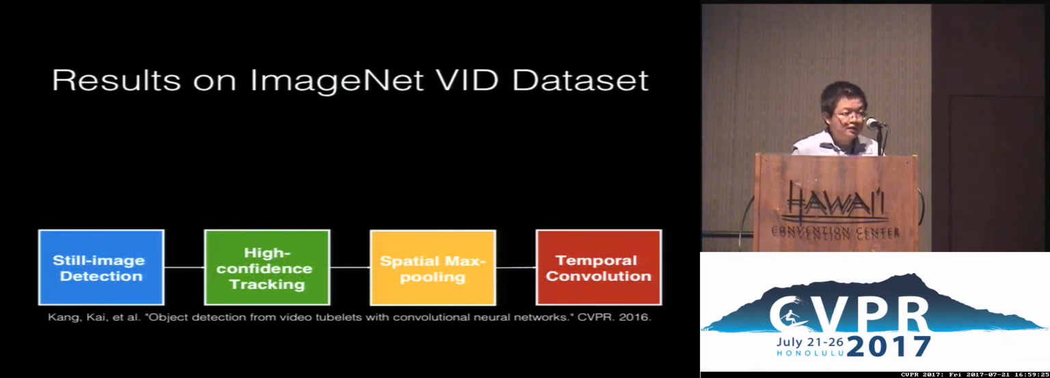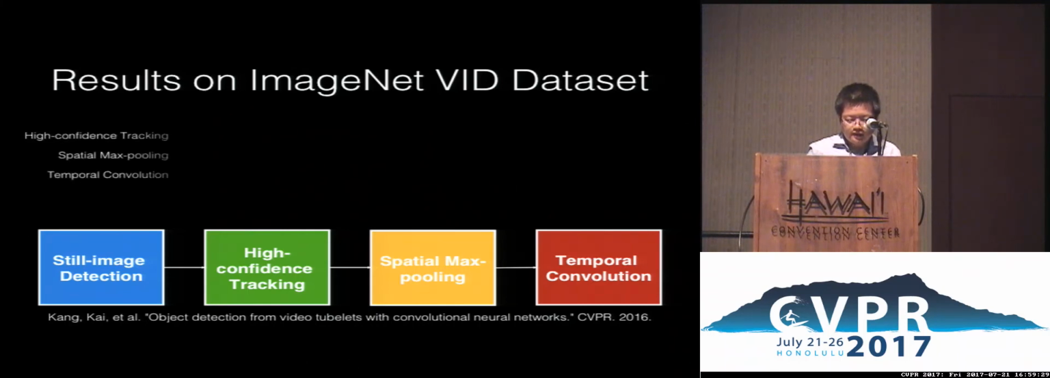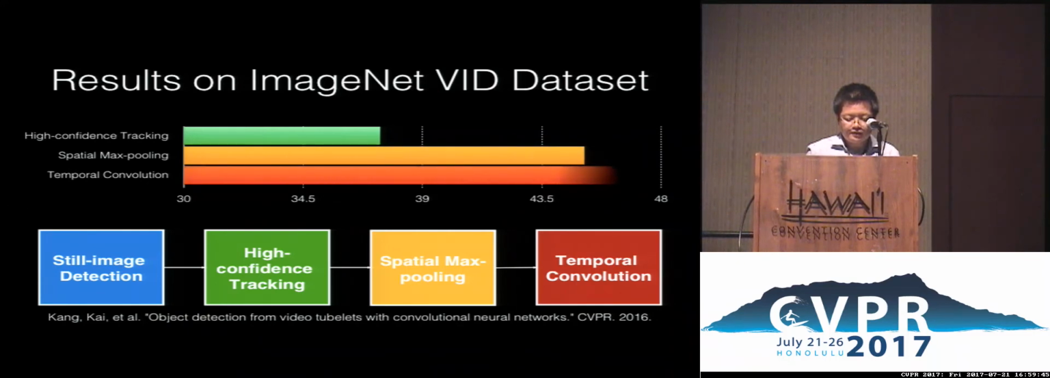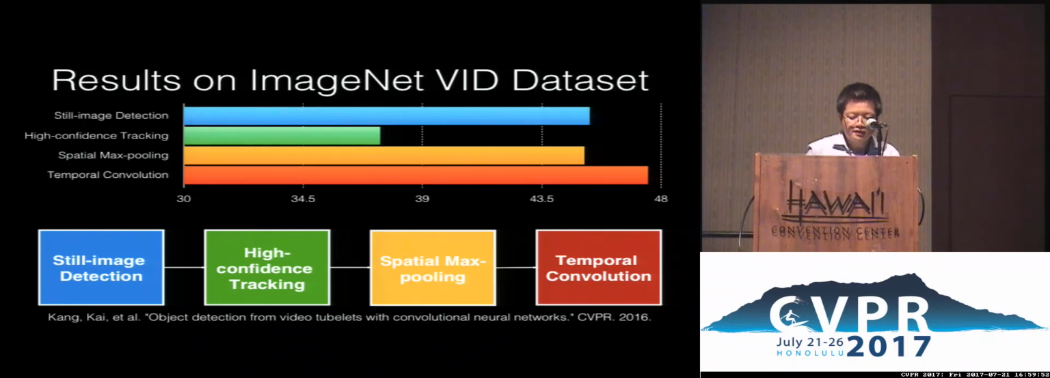Now you can see some results evaluated on the ImageNet VID data set. The first is the high confidence tracking: you select the seeding points with high confidence score and do the tracking. This result is not good at all. Then after we do the spatial mask pooling and the temporal convolution, the result improved significantly. You can also compare with this baseline, which is still image detection. You can see that this high confidence tracking method has a much lower performance than even the baseline of still image detection. This is caused by the two problems I mentioned before.